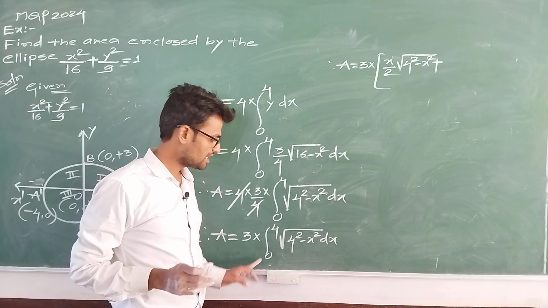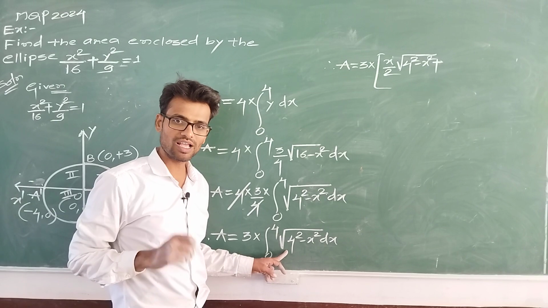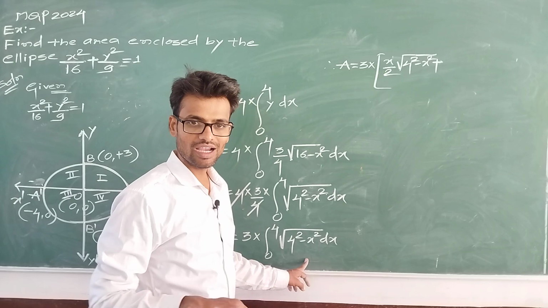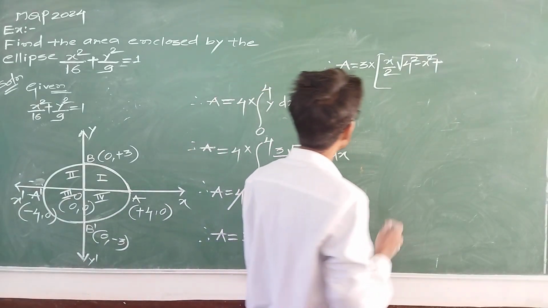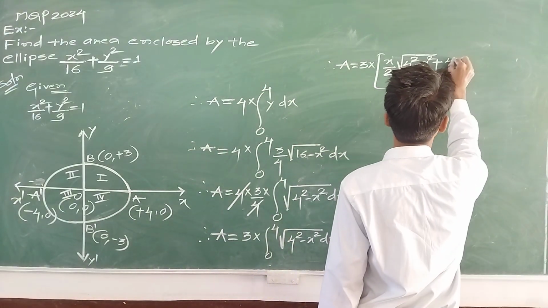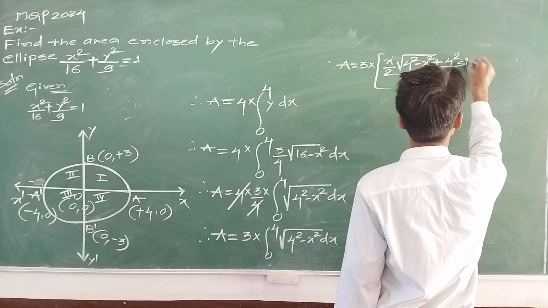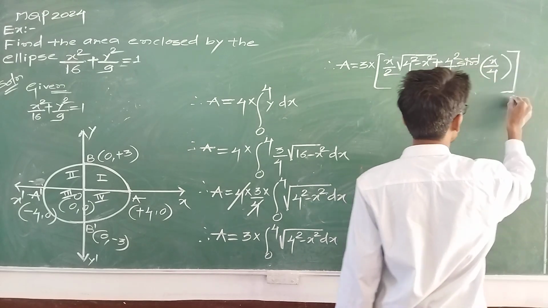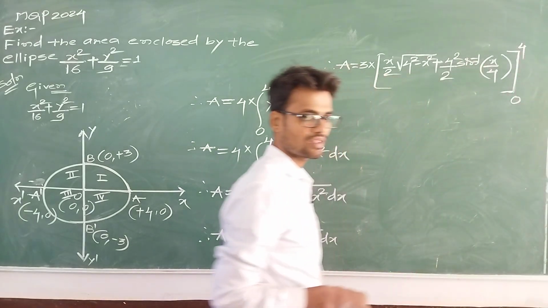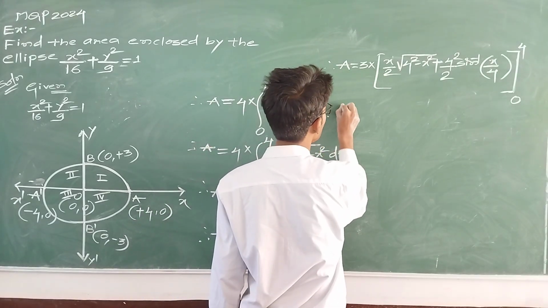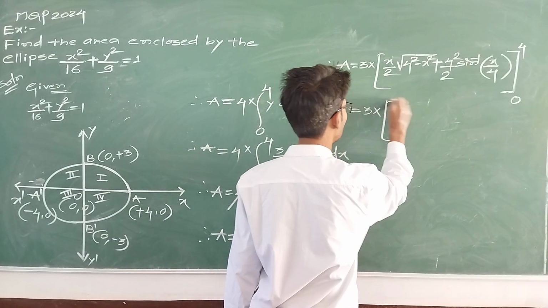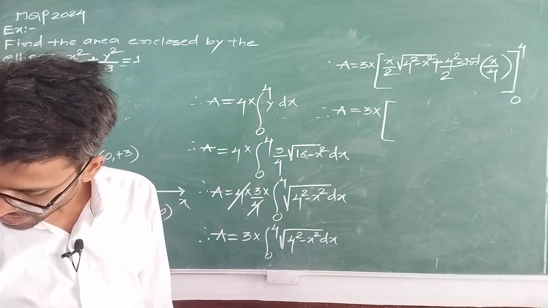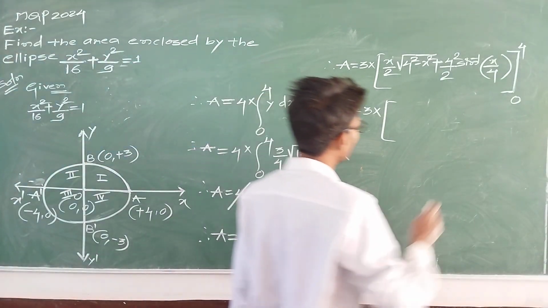In place of a square we are having 4 square, so the value of a becomes 4, and in place of x square we are having x square, and the value of x becomes x. So x by 2 square root of 4 square minus x square plus 4 square divided by 2 sin inverse of x by a. x by a means x by 4, and limits are 0 to 4. So therefore A equal to 3 into, first you take the upper limit, and here the upper limit is 4.